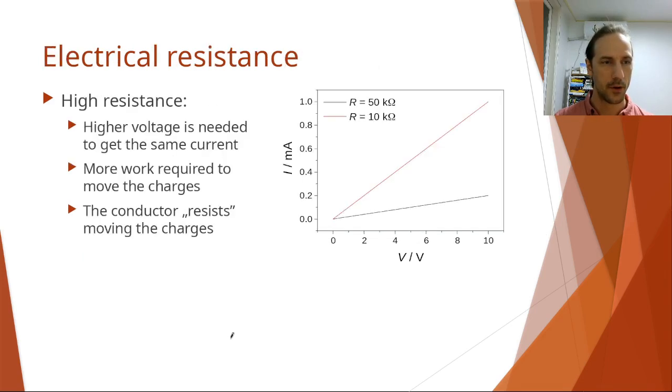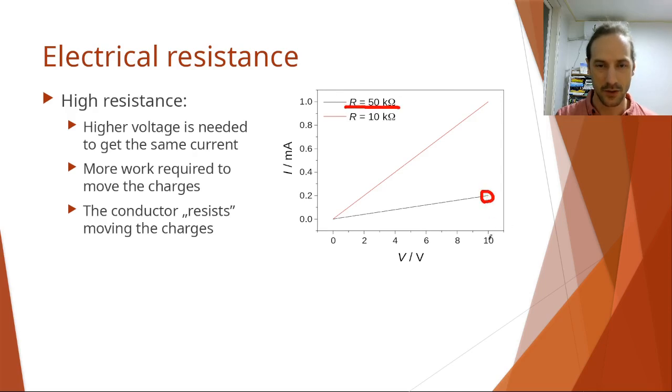Alright, so let's go back to the resistor. The electrical resistance, as we said, relates the current and the voltage. The higher the voltage, of course, the higher the current. You can see in both cases the current is linearly going up. This is Ohm's law.